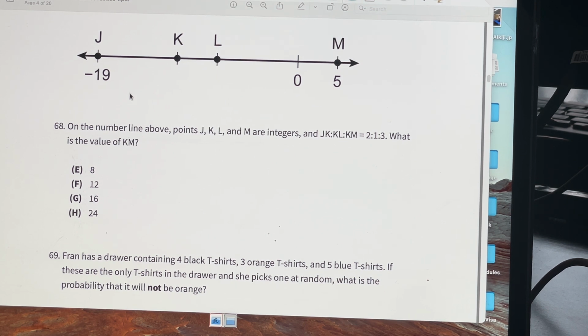JK is 2, right? KL is 1. And K to M is 3. I think over here they mean L to M, because this is not working out. So leave this and let me come back to it, okay?